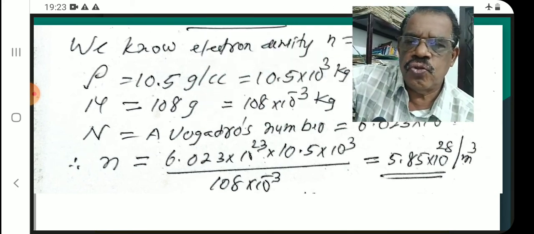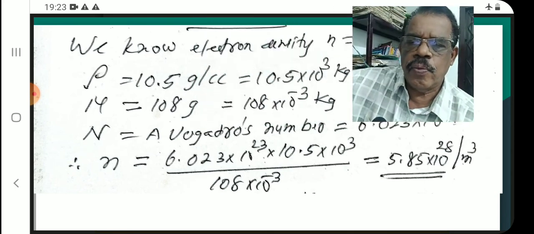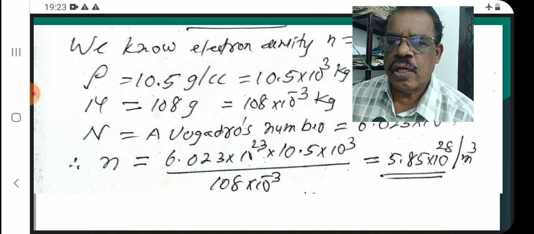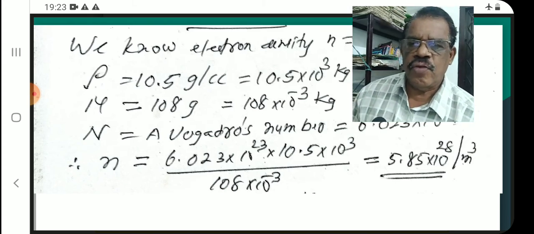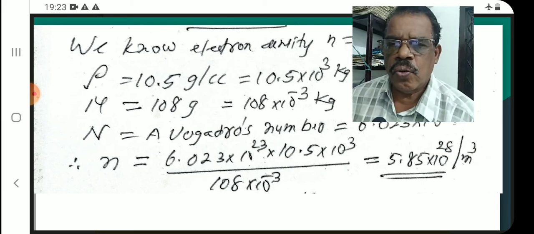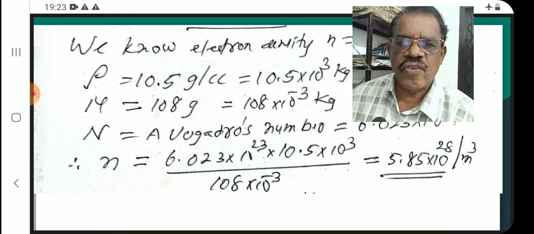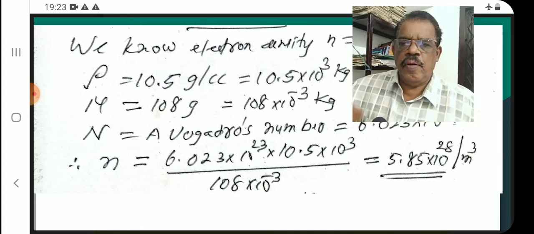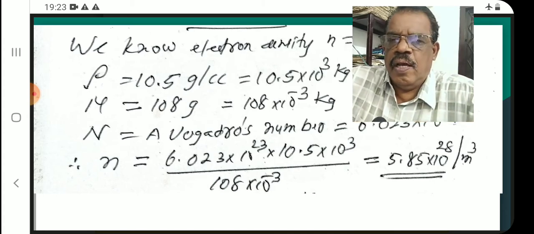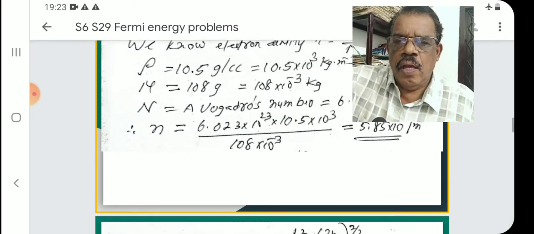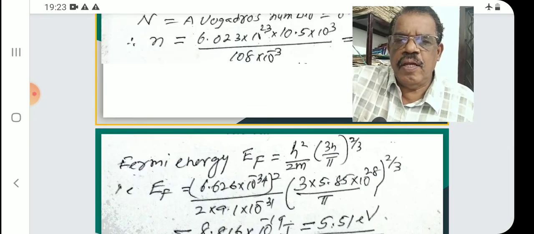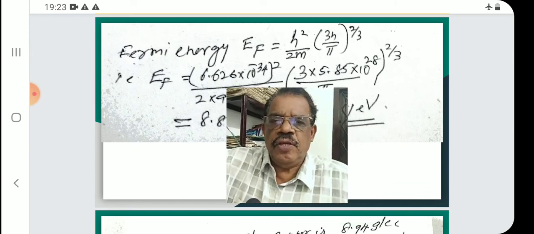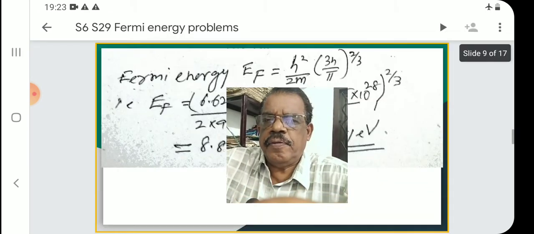Substituting the values, we get n equals N rho by m. N is 6.023 into 10 raised to 23 into 10.5 into 10 cubed by 108 into 10 raised to minus 3, which is equal to 5.85 into 10 raised to 28 per meter cubed. That is the electron density. And now we have to find the Fermi energy.